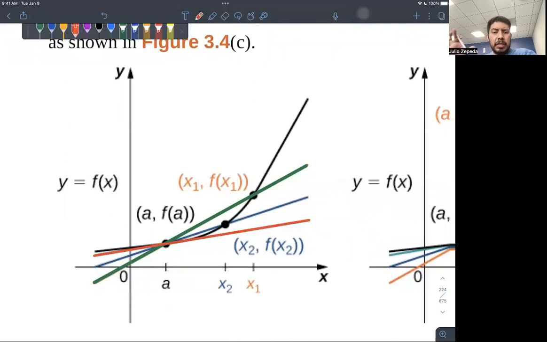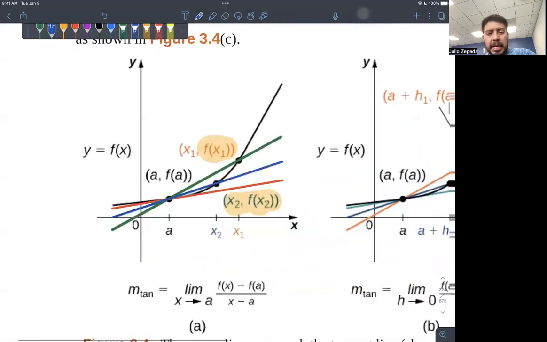And so the way that we can use the green line, or the slope of a secant line, to approximate the slope of the red line is to instead choose a point not x1, but a point even closer to a. Let's say x2. The value x2 is closer to a, and so the slope of the blue line more closely approximates the slope of the red line. And as we get closer and closer to a, the slope of the secant line will approximate the slope of the tangent line. Okay.